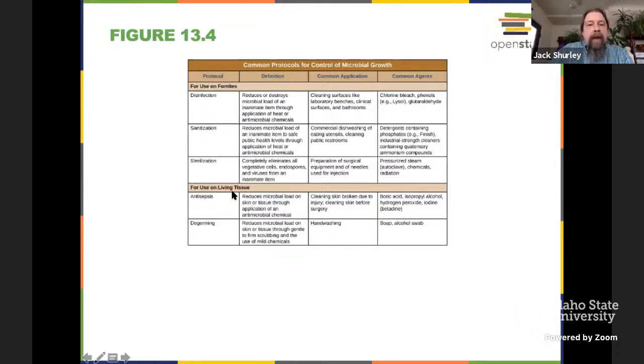Switching it up and thinking about your own body, there's a couple of different potentials: antisepsis and degerming. And it almost seems like they kind of go together. Antisepsis reduces the microbial load on the tissues, and again, it uses some sort of antimicrobial chemical. So cleansing the skin with an injury or before a surgery. Boric acid, isopropyl alcohol, hydrogen peroxide, and iodine or Betadine are all potentials to apply to the skin for antisepsis.